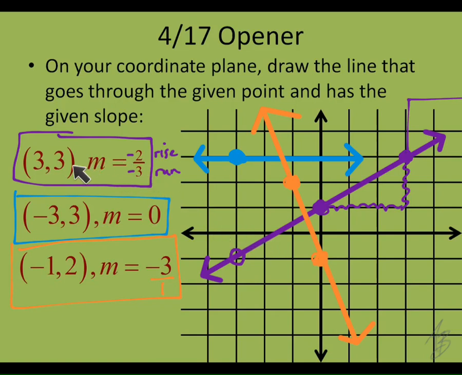So this information right here defines a line. It defines a line because it tells us enough information about that line that we know exactly where it is. There's no ambiguity. There's nowhere else it could be. It's that line right there.